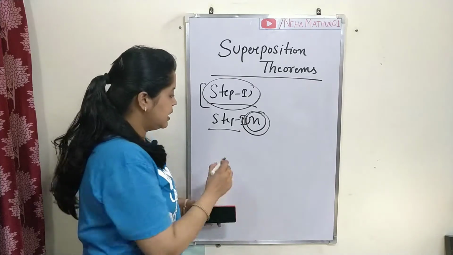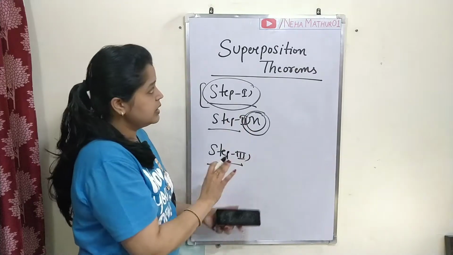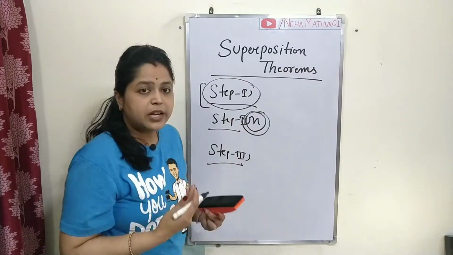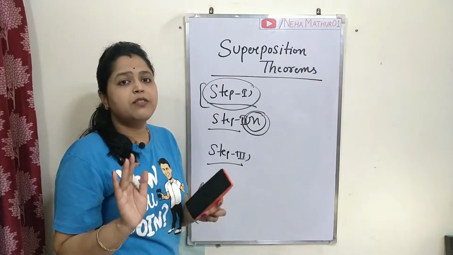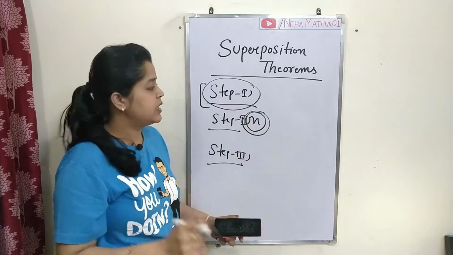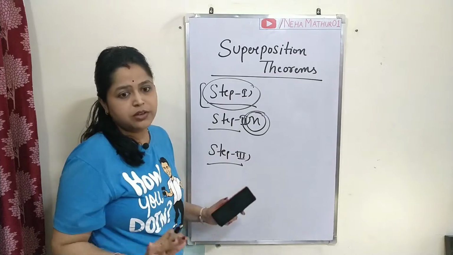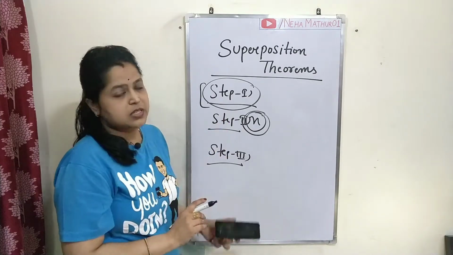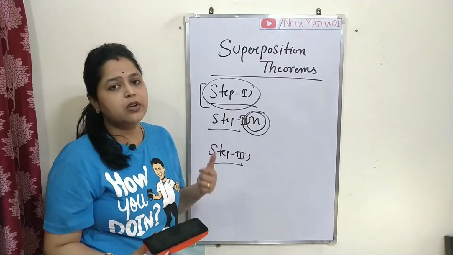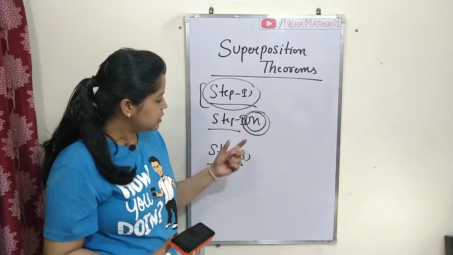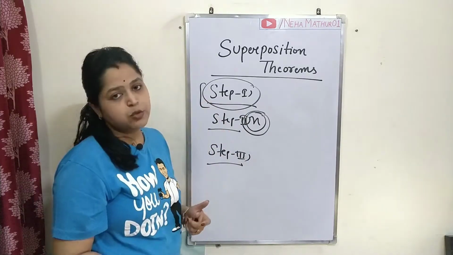And in the last step, in the calculation of current or voltage across any branch using superposition theorem, you have to add all the responses you got from the previous steps. So in the last step you just add all the values you got from the previous steps. This is all about the steps related to superposition theorem. Now I will take one example and apply all the steps on it so that we can solve that question with the help of superposition theorem.